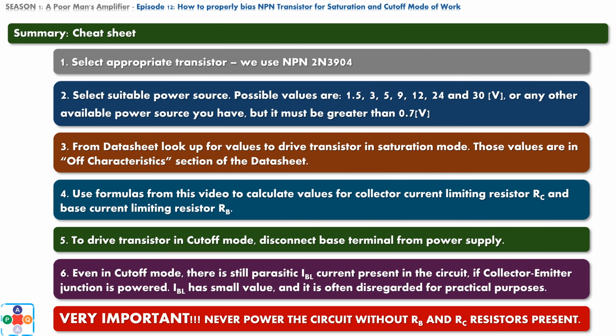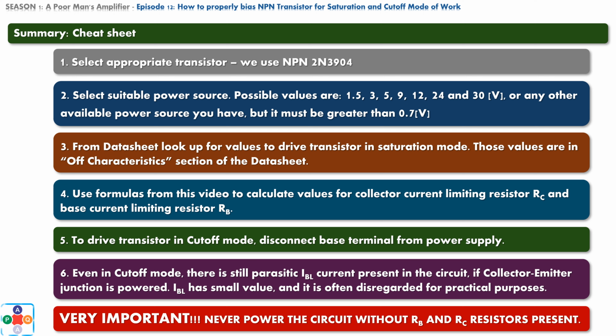You see, when explained without any gobbledygook, biasing transistor for switch mode of work is pretty straightforward. Let's give a quick summary, and run down through all important things. Select desired type of NPN transistor. We use ubiquitous 2N3904 NPN transistor. Select suitable power source to power base emitter and collector emitter junction. Power source must be greater than 0.7 volts. Most common voltages are 1.5, 3, 5, 9, 12, 24 and 30 volts.